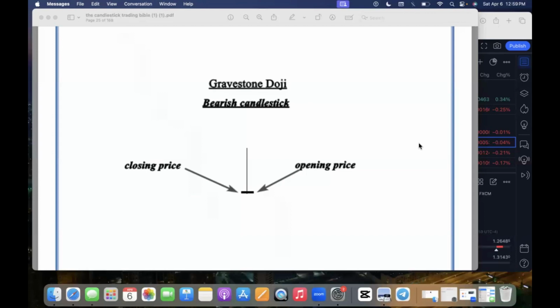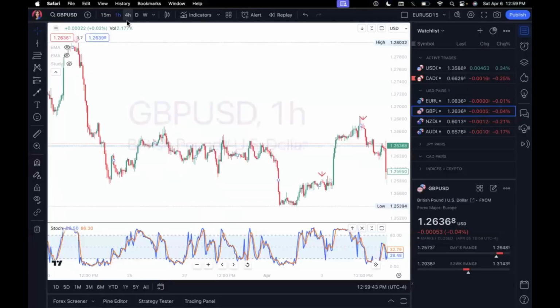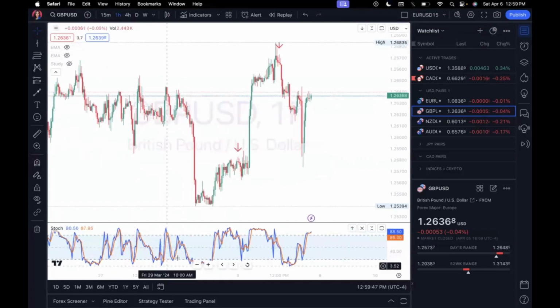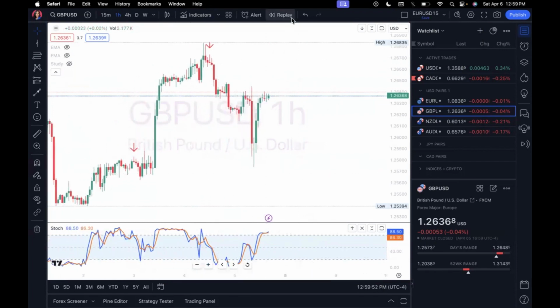And what this is telling us is that buyers are no longer able to push the price any higher, and a sell is probably about to start soon. So this is more of a reversal candlestick pattern, and it's very easy to identify. Again, just think of a capital T upside down. So we're going to head over to TradingView where I have highlighted a few examples for you all so you can see how easy it can be to identify these candles and to get into your trades.